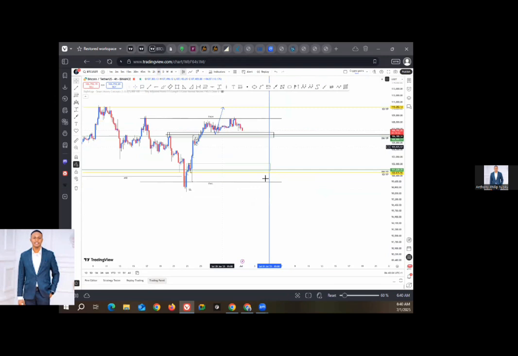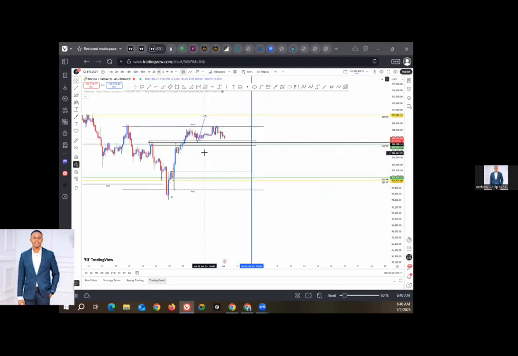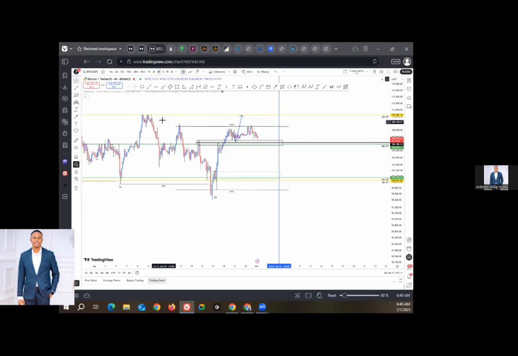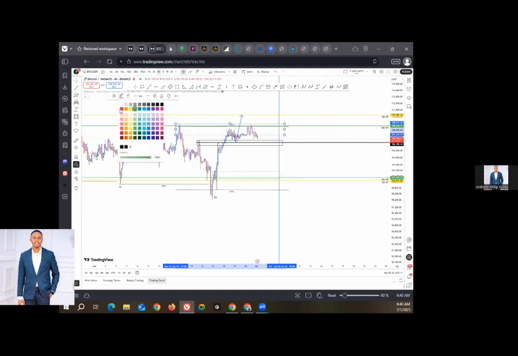So with that in mind, this is fair value efficiency. Okay, so I see a different 4 hour supply zone over here. This candle here is looking like a different 4 hour supply zone. So basically, this guy has just been ranging.